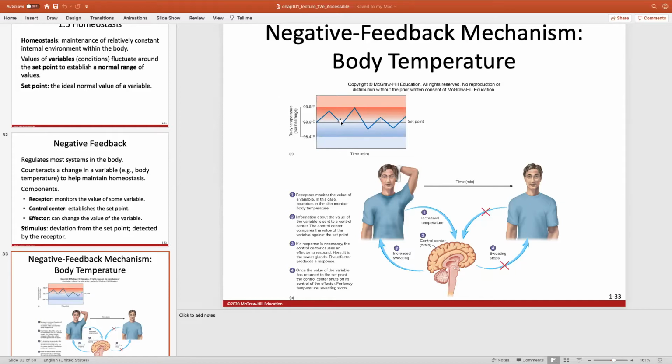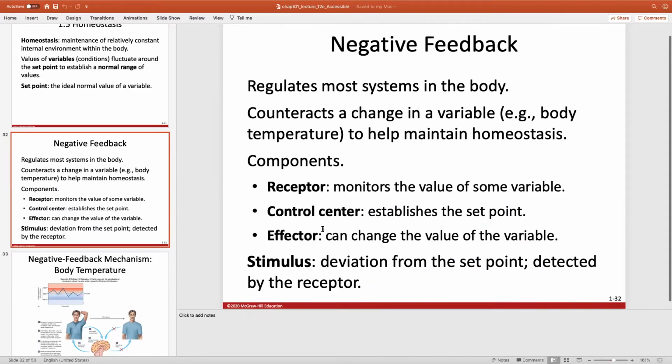The variable right here is our body temperature. The set point is 98.6, where we normally want to be. But that doesn't mean we stay there continuously. We'll have up and down fluctuations. When we get too hot, we sweat, we vasodilate our skin, and we start to cool off, moving downwards. That kind of condition, when we go from a high point to a low point, is called negative feedback. Negative feedback counteracts a change in a given variable to help maintain homeostasis.